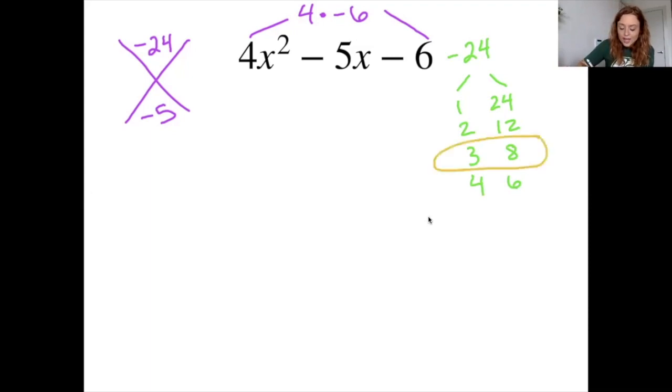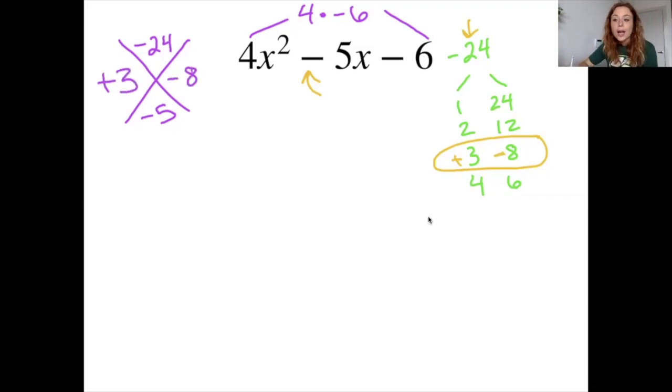So then we're going to look at that sign in front of our b term, and that -5 is going to tell us that the bigger number has to be negative. So that sign is going to tell us the sign of the bigger number. Okay, so then it's going to be -8 and a +3. Because if you multiply +3 times -8 we get our -24, and if you added them, it would give us the -5 that we needed. Okay, so now I'm going to move those over into my x.